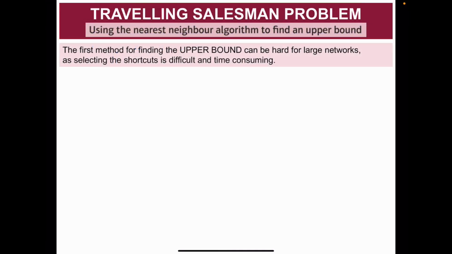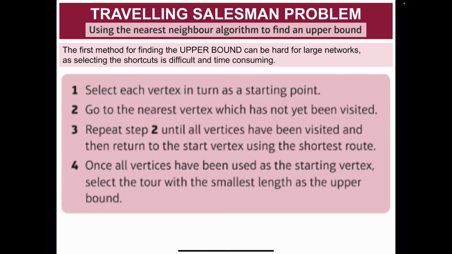So the second part of the lesson is looking at using the nearest neighbor algorithm for finding the upper bound, because the first method that was introduced last lesson can be hard to follow for large networks, as selecting the shortcuts is difficult and might be time consuming. So let's look at the new algorithm that is offered here. And unless it's stated in the question which algorithm you need to follow, then you can choose.